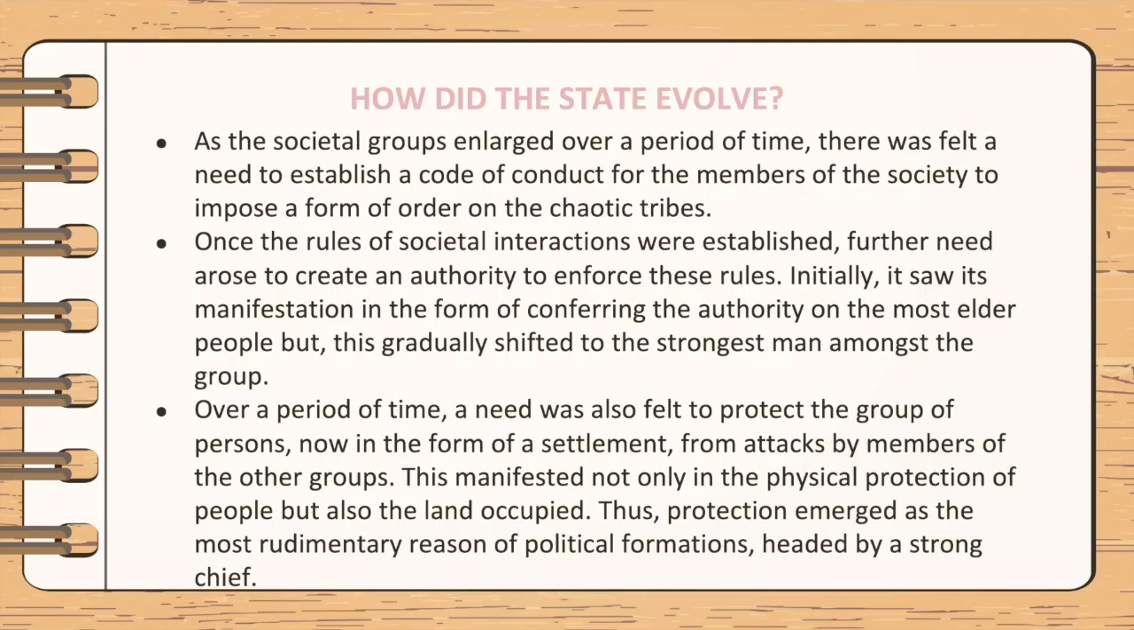As the societal group enlarged over a period of time, a need was felt to establish a code of conduct for the members of the society to impose some form of order on the chaotic tribe. Once the rules of societal interaction were established, a further need arose to create an authority to enforce these rules. Initially, it manifested in the form of conferring authority on the eldest people, but this gradually shifted to the strongmen among the group.